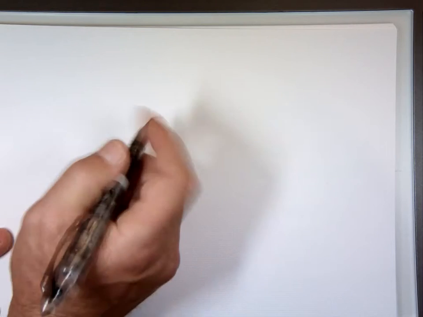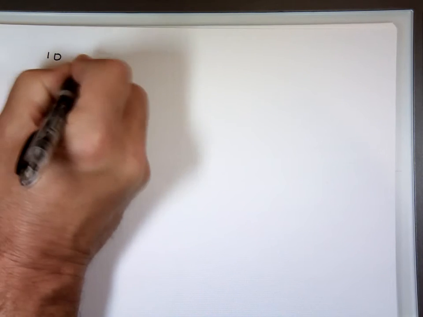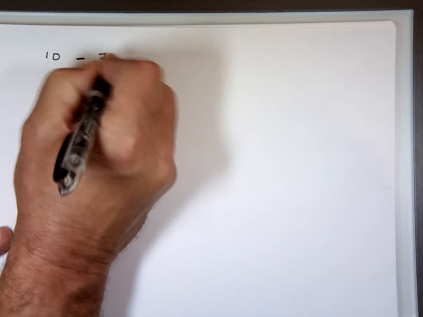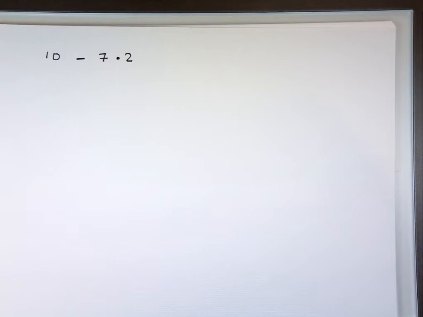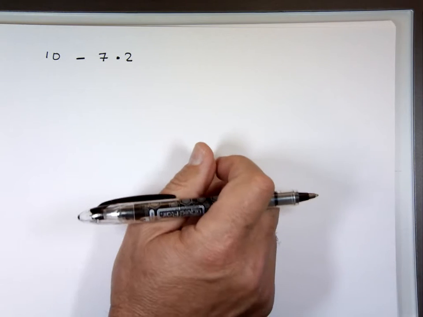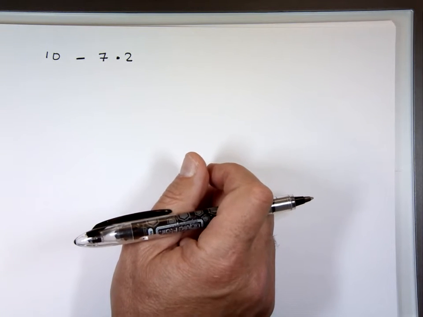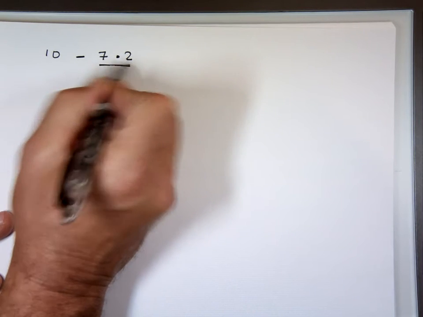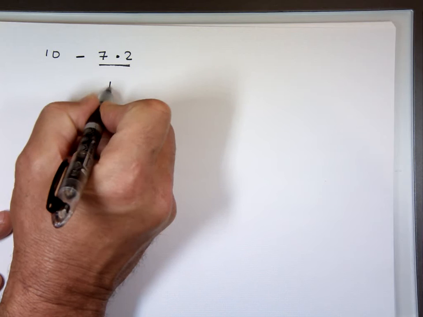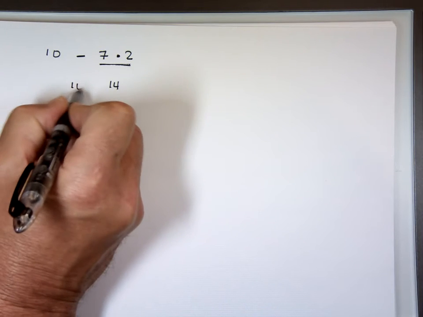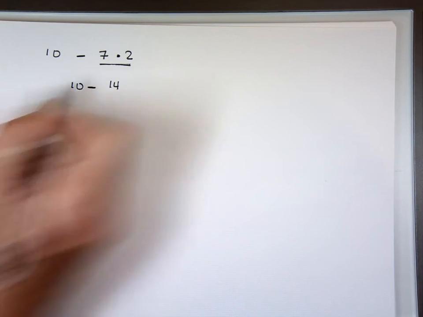Let's take this problem. What's 10 minus 7 times 2? I mean 7 times 2, not 0.2. You multiply. Remember the order of operations. Multiplication is done before addition and subtraction, right? So I have to multiply these two. What's 7 times 2? 14. What is 10 minus 14?